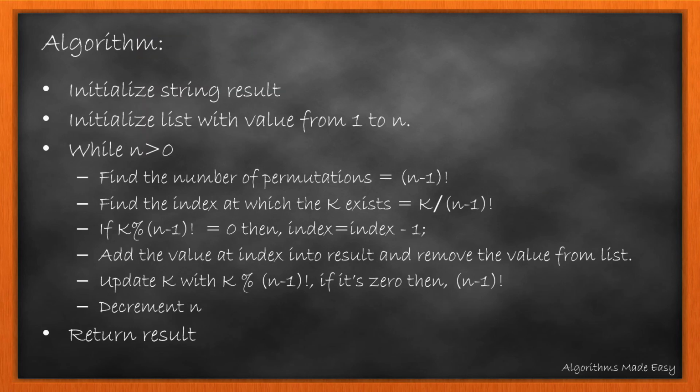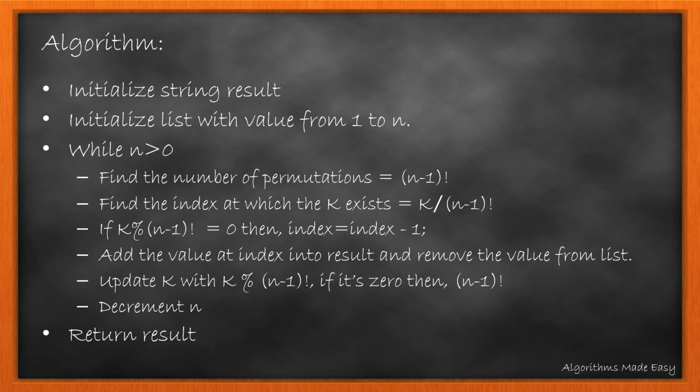We will follow these steps. We will initialize a string result which will hold the answer. Next, we will initialize a list with all the values from 1 to n. We will loop till n is greater than 0. Now, we use the concept that we discussed earlier. As we know, for value n, the number of permutations with one value fixed is n minus 1 factorial, so we calculate the same here.